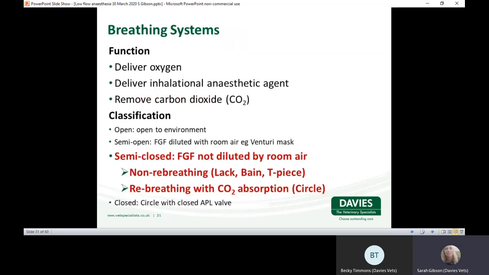So here's just a recap of the breathing systems that we use and to remind ourselves what their function is. So we want to be able to deliver oxygen, to remove carbon dioxide, and to deliver the inhalational anaesthetic agent. The classification that we've all learned over the years is divided into open, semi-open, semi-closed, and closed. So whether we use a non-rebreathing or a rebreathing system with carbon dioxide absorption like the circle, we will be using them in the semi-closed function.